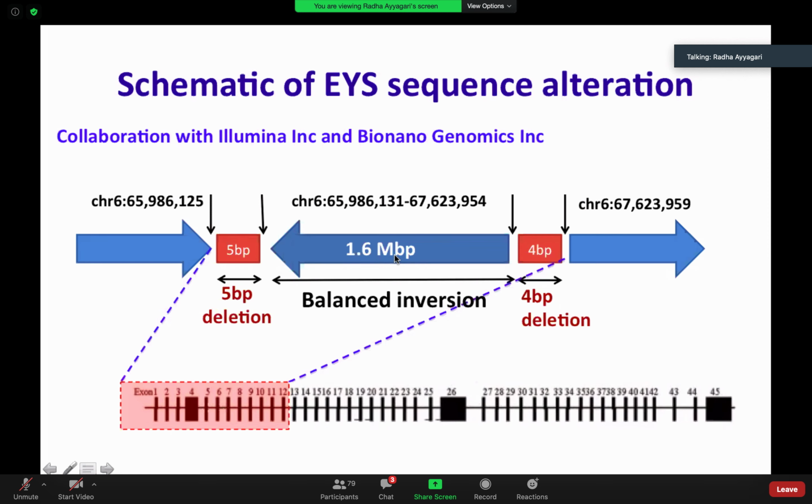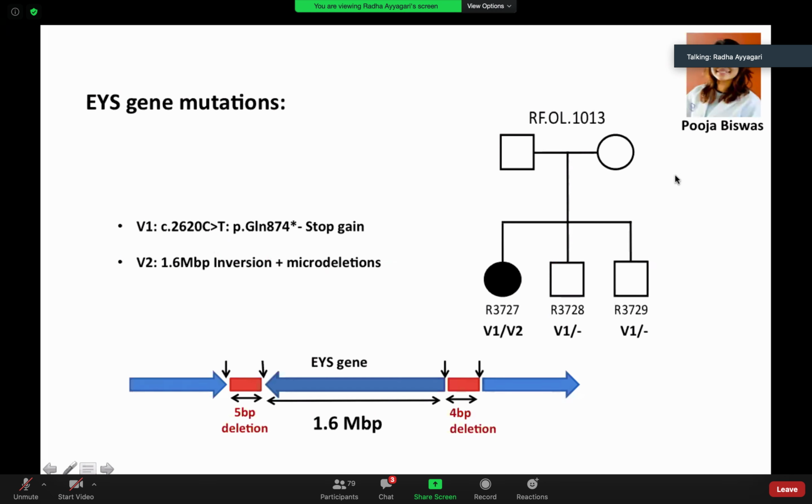So further, we could now establish the presence of this inversion. This inversion includes exons 1 to 12 of EYS, and also part of the 5' region. This inversion will result in a loss of EYS protein on the transcript. We tested for the presence of these two variants in this pedigree. This affected individual has both the stop codon mutation and the microdeletion plus the inversion, whereas the other two individuals have only the stop codon mutation. That's not sufficient to cause disease.